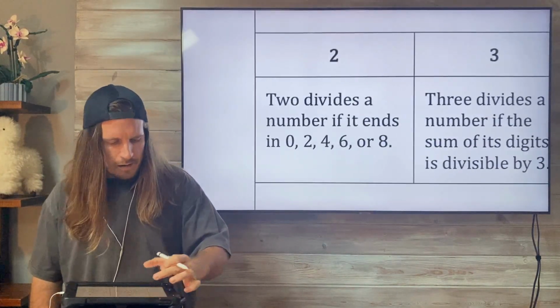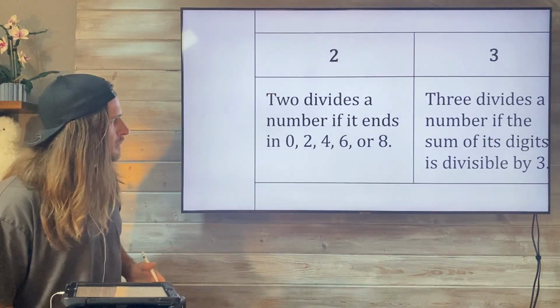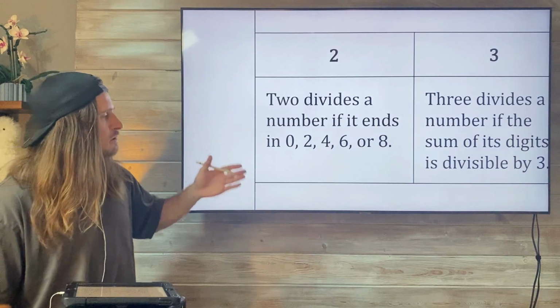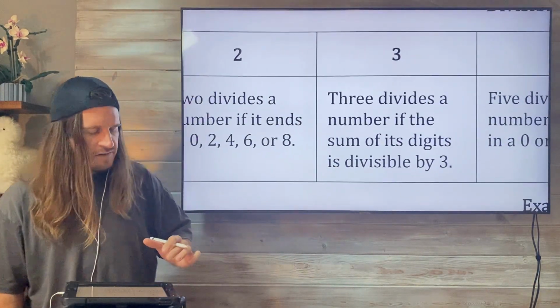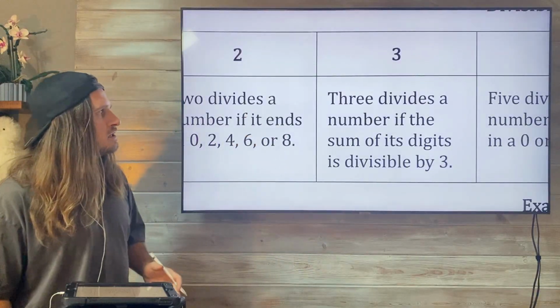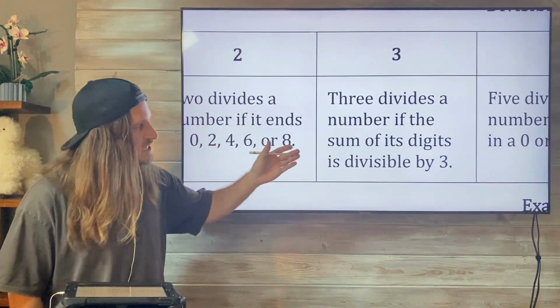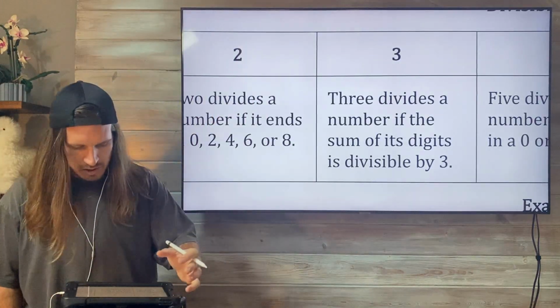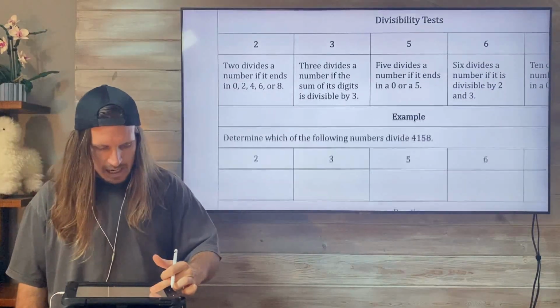A number is divisible by 2, or we could say 2 divides a number, if the number ends in 0, 2, 4, 6, or 8. That's a dead giveaway. 3, this one's my favorite: 3 divides a number, or a number is divisible by 3, if the sum of its digits is divisible by 3. I'll show you how that works in a minute. Actually, why don't we just do these as we go through it?